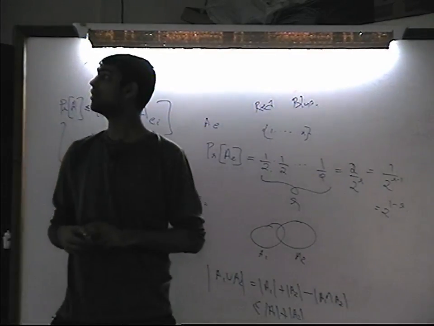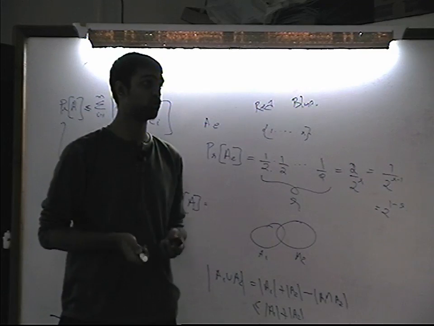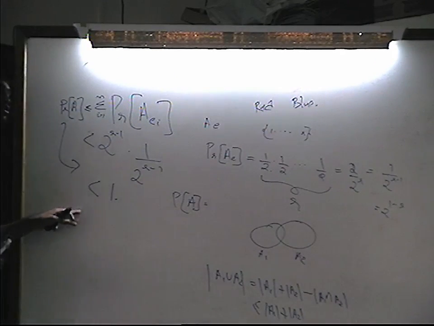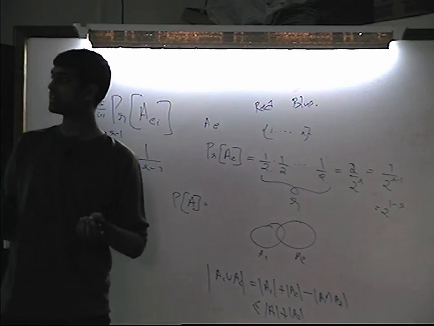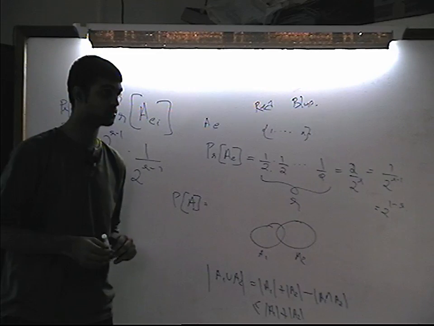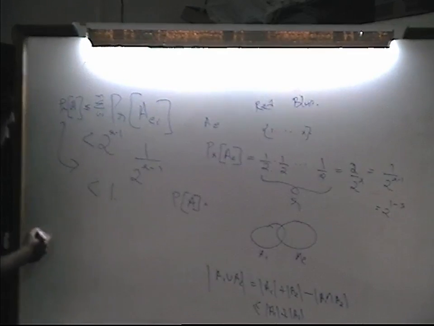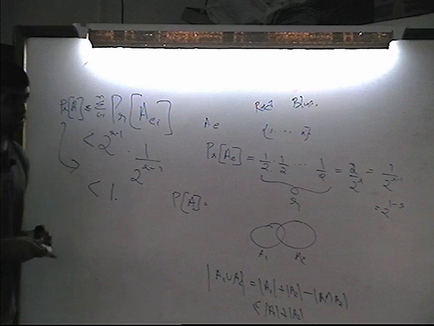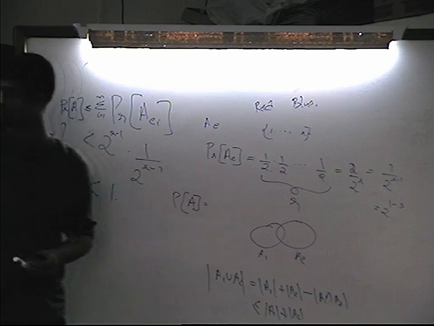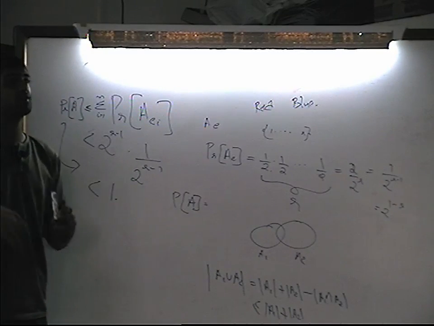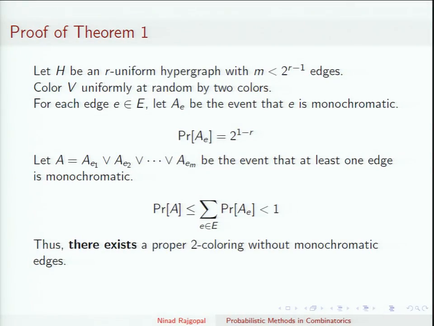The probability that at least one edge is monochromatic is strictly less than 1. So what is the complement of this? The complement event is that none of the edges are monochromatic, right? So the probability that none of the edges are monochromatic is greater than 0. This is strictly less than 1. So the probability that none of the edges are monochromatic in a 2 coloring is strictly greater than 0. Thus we have shown that we can find a proper 2 coloring without monochromatic edges.